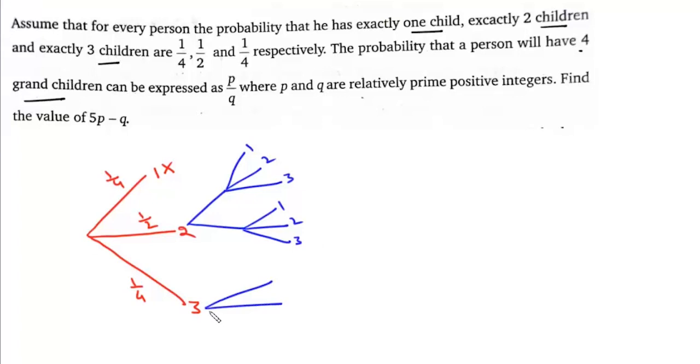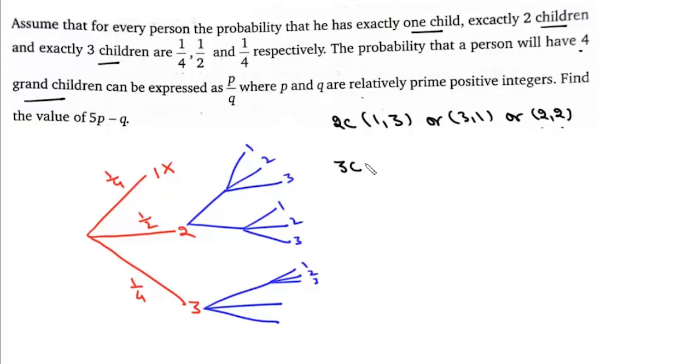And in the same way, for 3 children also, he'll be this 1, 2 and 3. Now he'll have 4 grandchildren if he has 2 children followed by either 1, 3 or 3, 1 or 2, 2, or he has 3 children and then he can have 1, 1, 2. So it could be 1, 1, 2 or 1, 2, 1 or 2, 1, 1.